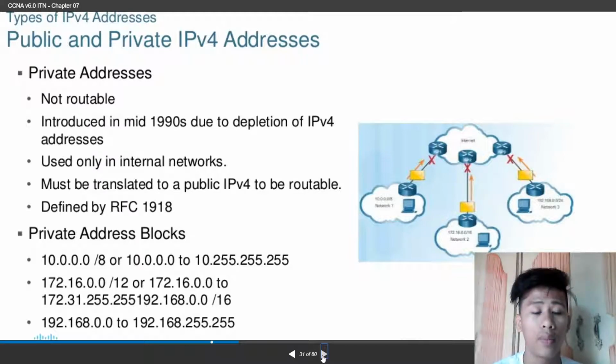This is the public and private IPv4 address. Private addresses are not routable and are used only in internal networks. The private address ranges include 192.168.0.0 to 192.168.255.255.